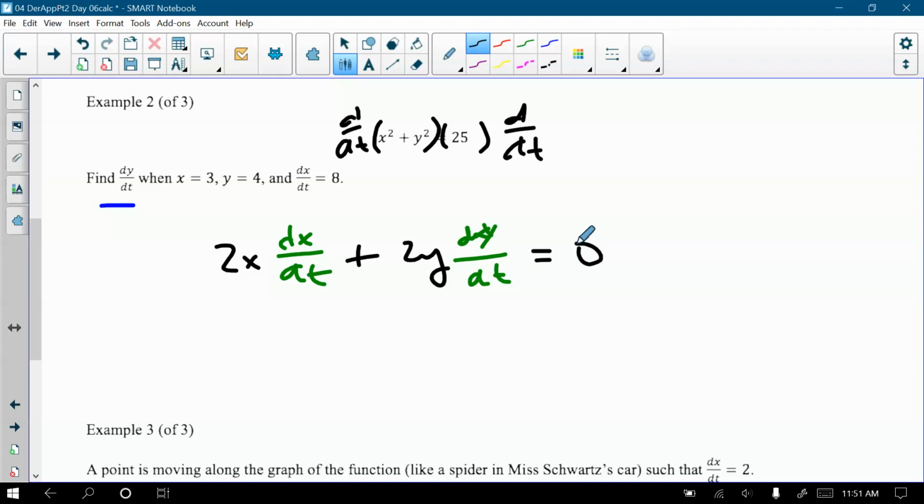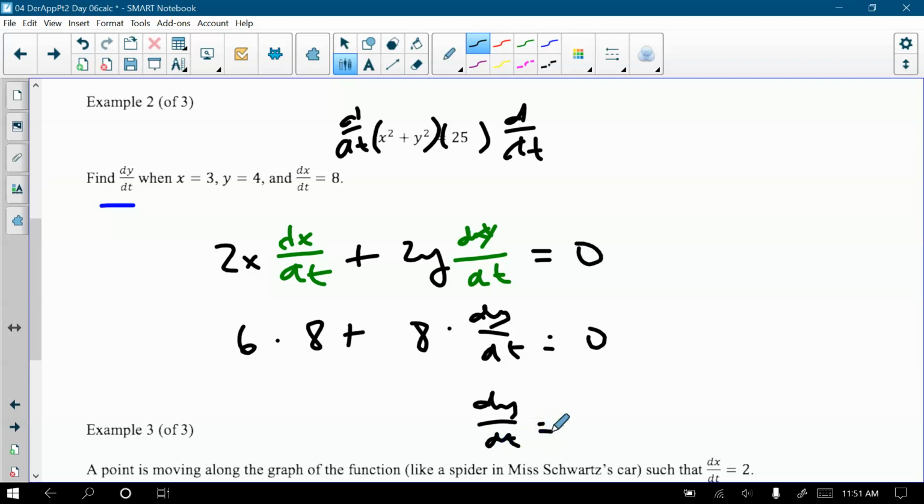Now I just have to plug everything in. x is 3, so I'm going to do 6 times dx/dt, which is 8, plus 2 times 4, which is 8, times dy/dt, and that's equal to 0. If I move everything over to one side of the equation, I get dy/dt is equal to -6.